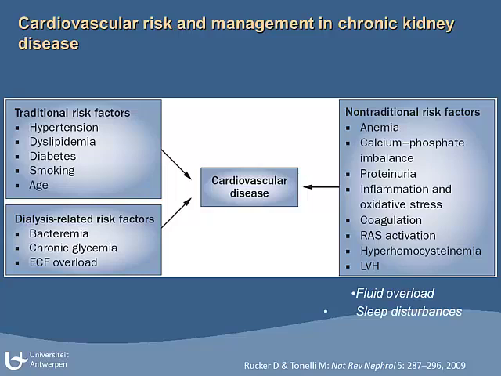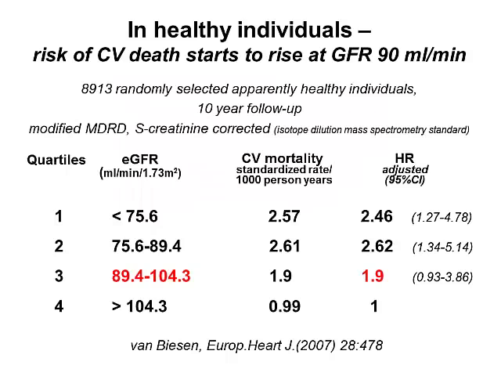There are a lot of renal factors: anemia, calcium phosphate, proteinuria, oxidative stress, etc. All these things are related to renal failure and to dialysis. So we should try to correct the anemia, etc., and have a normal calcium phosphate balance. When it occurs, it occurs very quickly. It occurs already with the GFR just below 100. It starts, the risk to develop cardiovascular disease is present.